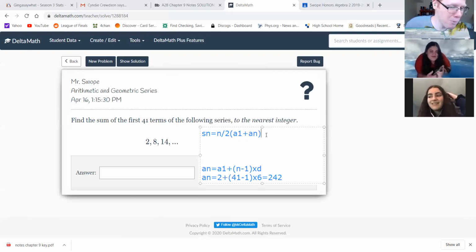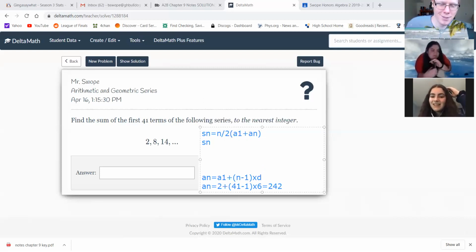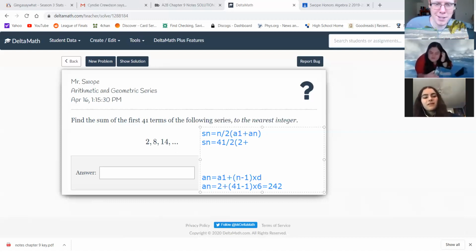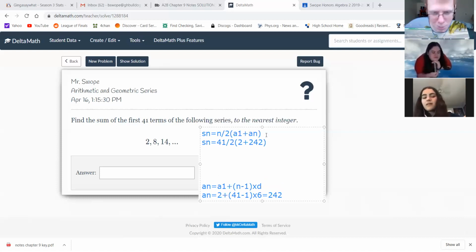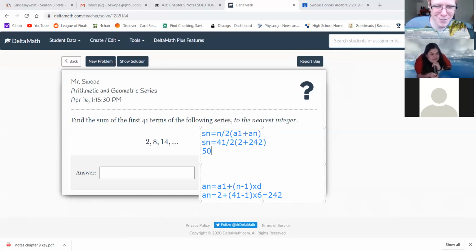So now we can do the sum formula. It would be 41 over 2 times our first term plus the last term, which would equal 20.5 times 244, which is 5,002.